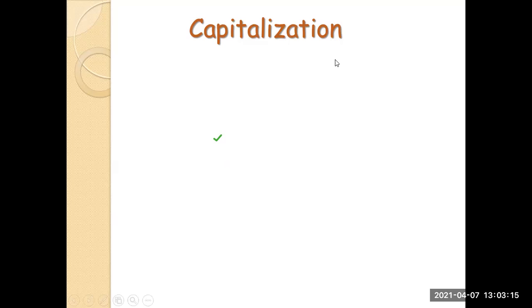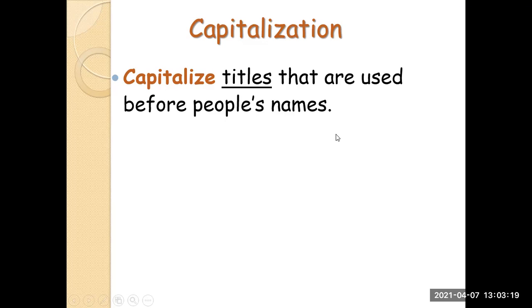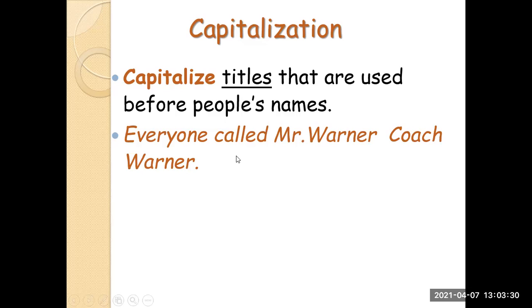See the next rule. Capitalize titles that are used before people's names, like what we said before. If you remember, we talked about Mr. Said, Mr. Ahmed, Mr. Muhammad. Everyone called Mr. Warner, Coach Warner. What you need to focus on is the capitalization here. The N needs to be capitalized. Mr. Warner is his name, of course you capitalize it, but remember this is what we call a title. Some of you might ask, is it the title of a paragraph? No, we are talking about titles of human beings.